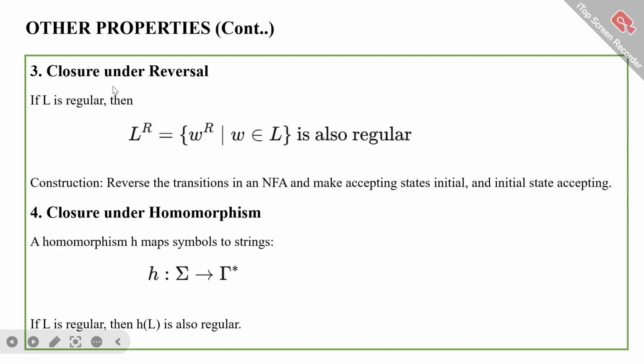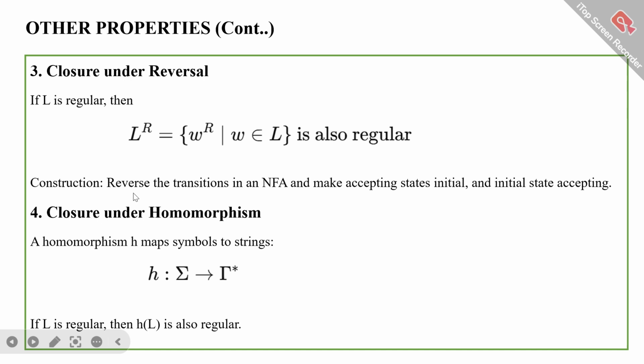Next property is closure under reversal. So if L is regular, then the reversal of L is also regular. So if w is in a regular language, then the reverse of w is also in a regular language. Already we discussed one example. For example, 10 is in a regular language, then 01 is also in a regular language. For reversal in an NFA, make accepting states initial and initial states accepting.